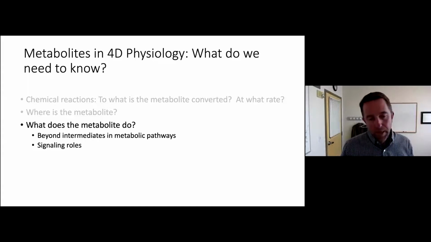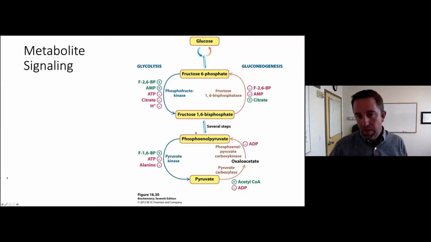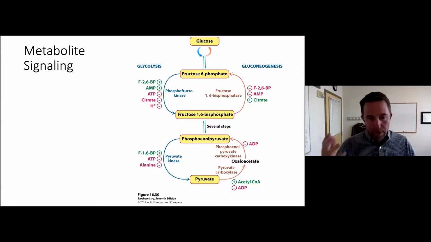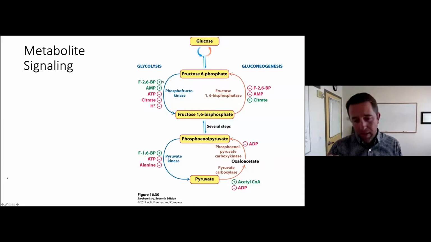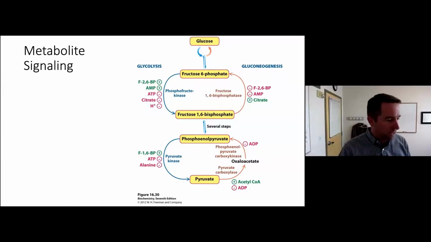If you ask somebody in the 1980s what signaling metabolites look like, they'd probably describe something like this, where a bunch of metabolites signal in to control the enzymes that do glycolysis and gluconeogenesis. I think this is what the ancestral signaling role of metabolites looks like. And this is a very small subset of just the signaling that goes in to glycolysis and gluconeogenesis.